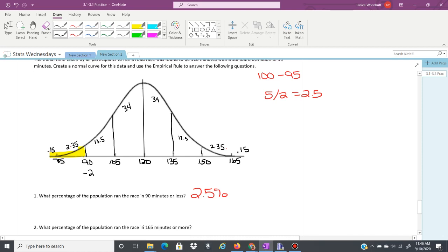What percentage of the population ran the race in 165 minutes or more? So if I'm looking at the graph now that I've got all of this filled out, what would that be?